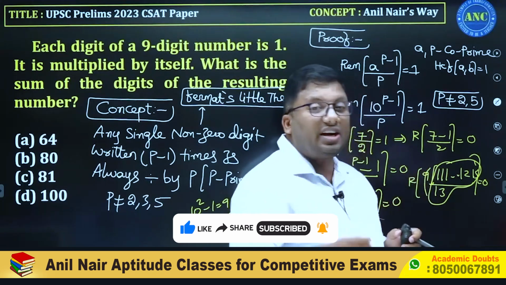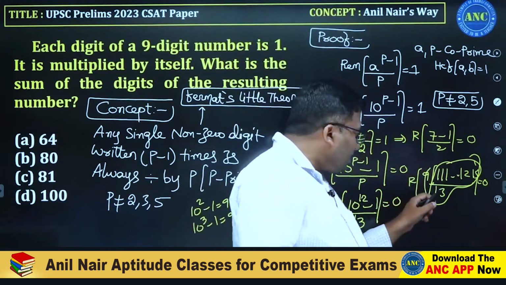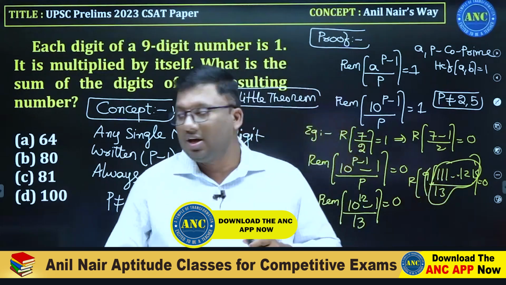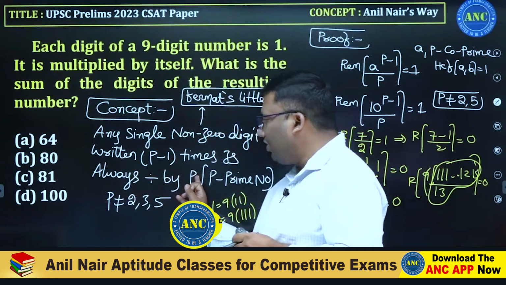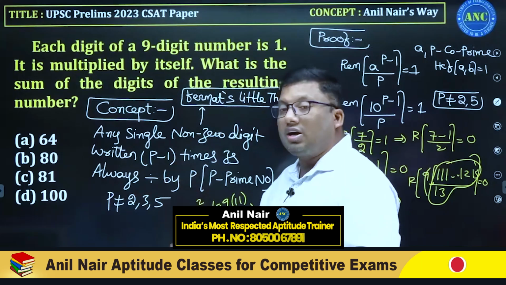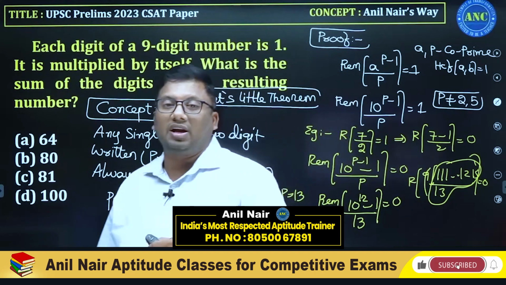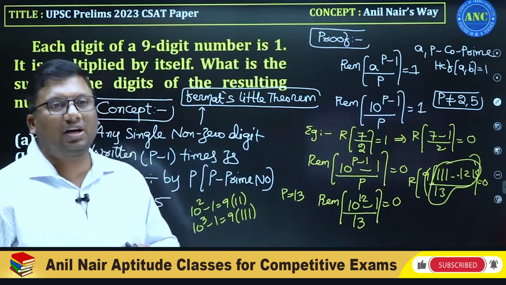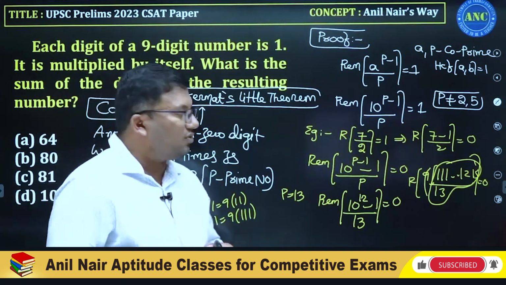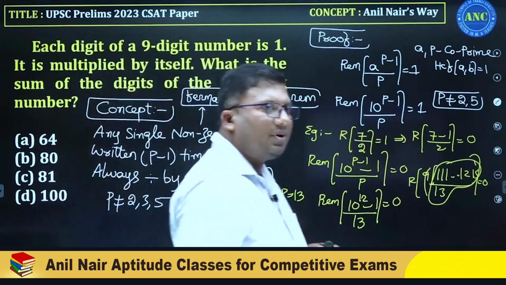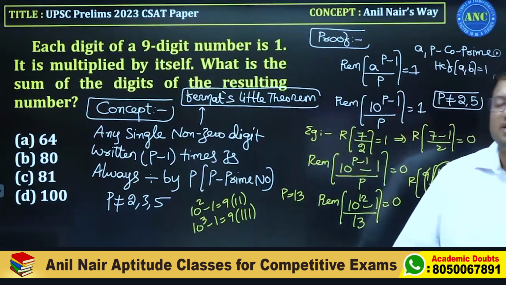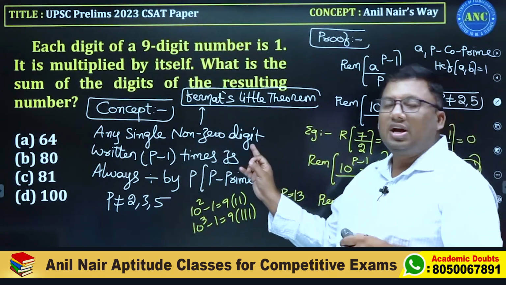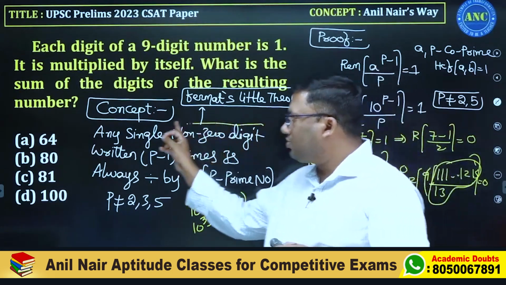This number is written 12 times. If it is 13, I got 12 times, for any single digit. Instead of 13, if p is a prime, I get p minus 1. 13 minus 1 is 12 times. Very, very important concept. What is the concept? Any single non-zero digit written p minus 1 times.